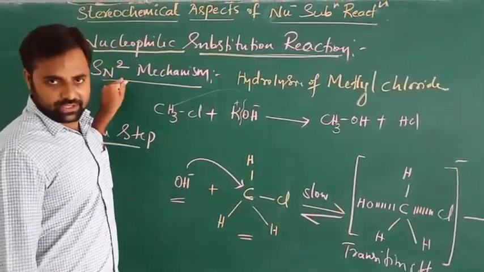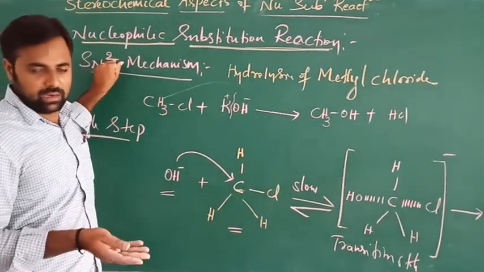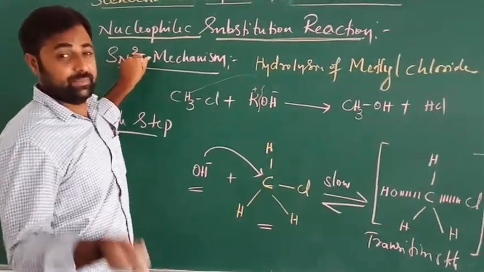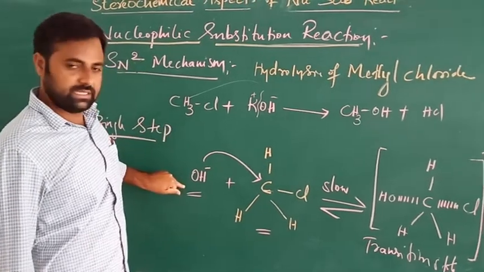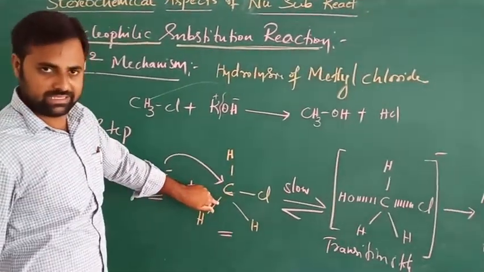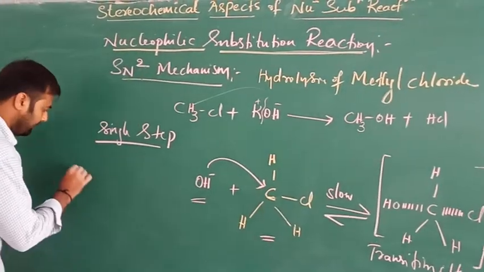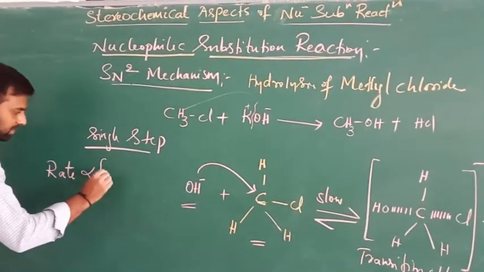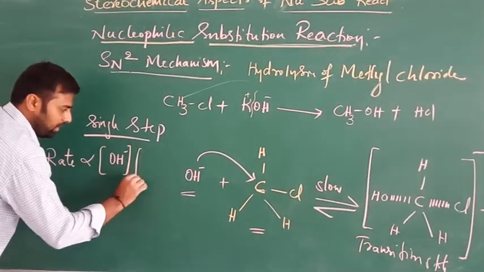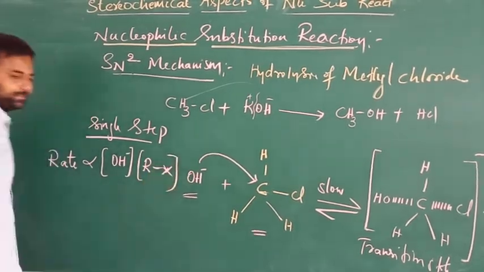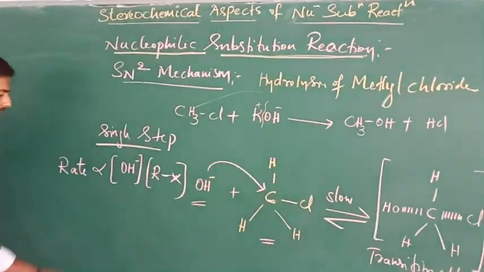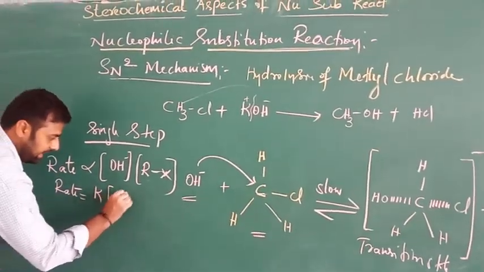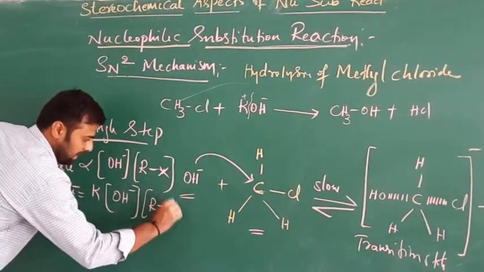Why is it called an SN2 reaction? The 2 represents bimolecular, meaning the rate of this reaction, the speed of this reaction with respect to time, depends on two molecules, one is the nucleophile and another one is the alkyl halide. So we can represent that the rate of this reaction is directly proportional to the concentration of both the nucleophile and the alkyl halide. Right? Alkyl halide represents methyl chloride. And the rate equals the rate constant k times [OH minus][alkyl halide].